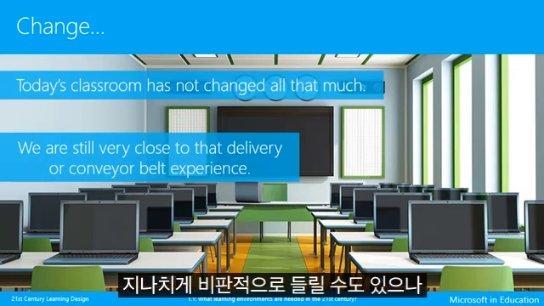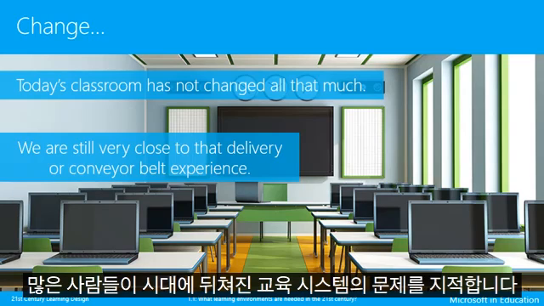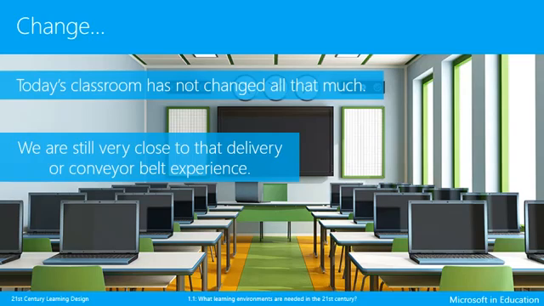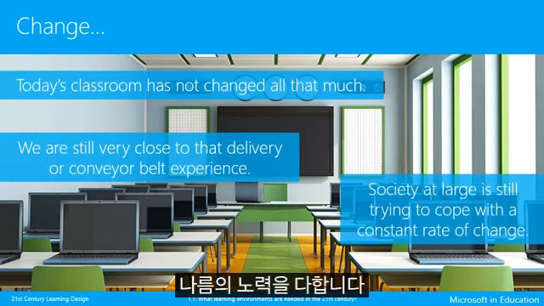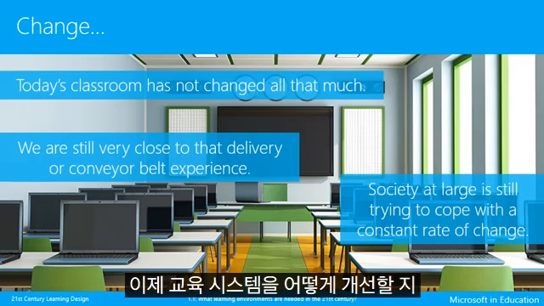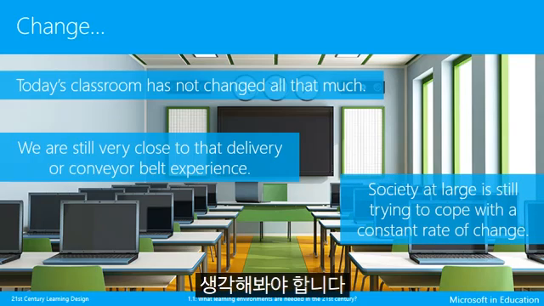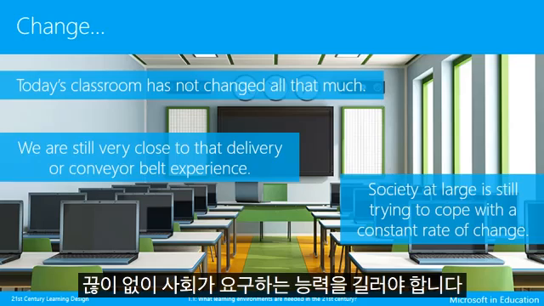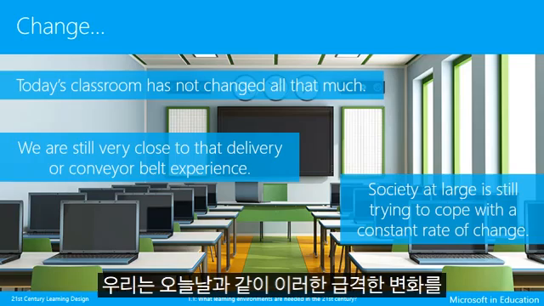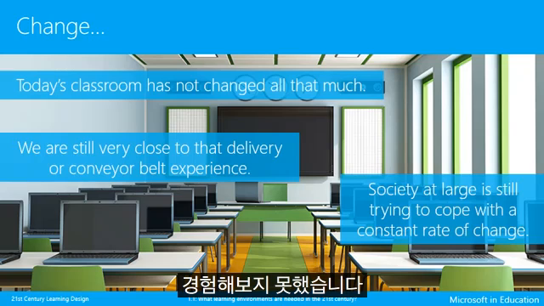This may sound judgmental, and many may criticise school systems for not keeping up with the times. However, society at large is still trying to cope with a constant rate of change. It has not had time to reflect on what changes need to be made to education systems in order to ensure future generations can cope effectively with this rapid pace of change and be able to learn constantly throughout a lifetime. For never before have we had to cope with such a rapid, relentless pace of change.